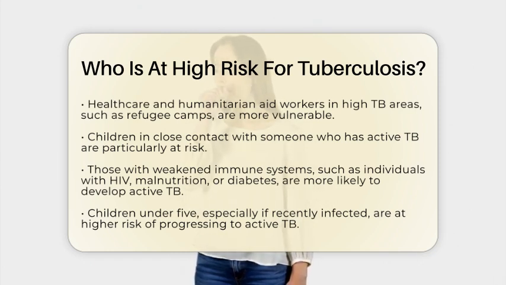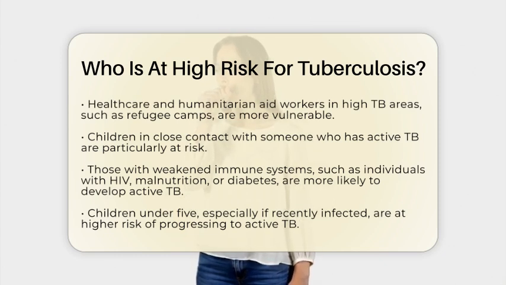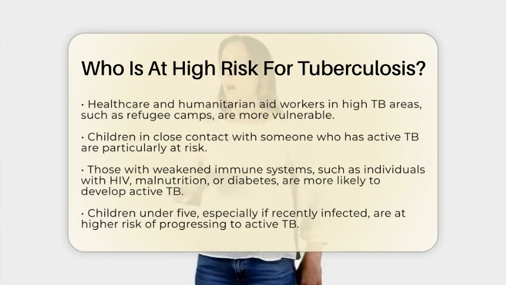Now, let's look at those who might progress from a latent TB infection to active TB disease. People living with HIV or other conditions that weaken the immune system, such as malnutrition or diabetes, are at a much higher risk. Children under 5 years old, especially those who have recently been infected, are also at risk.